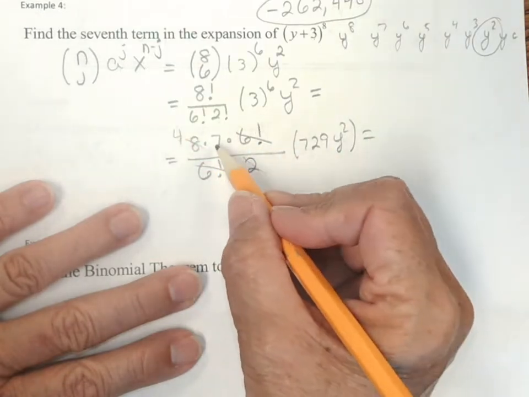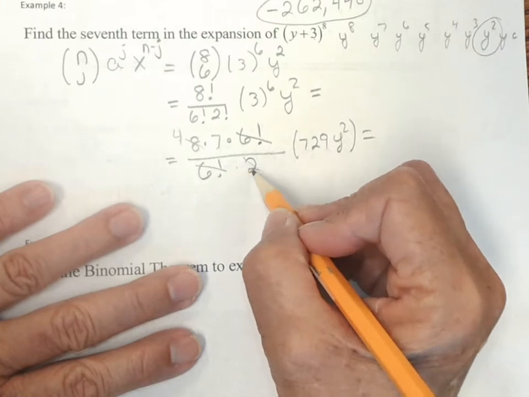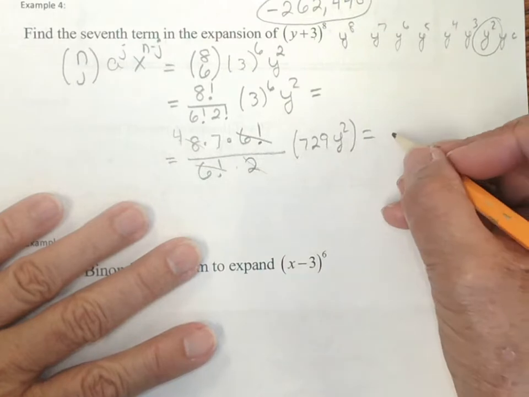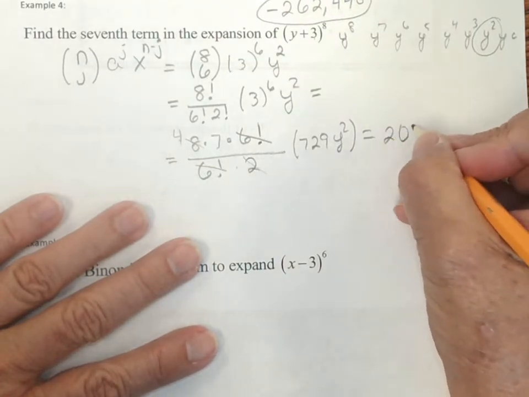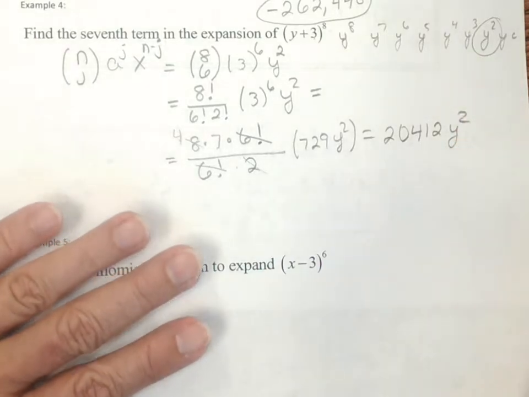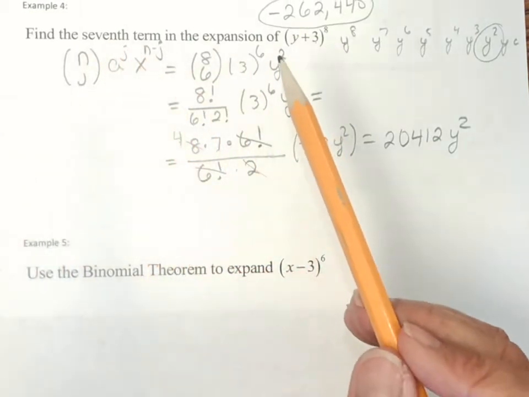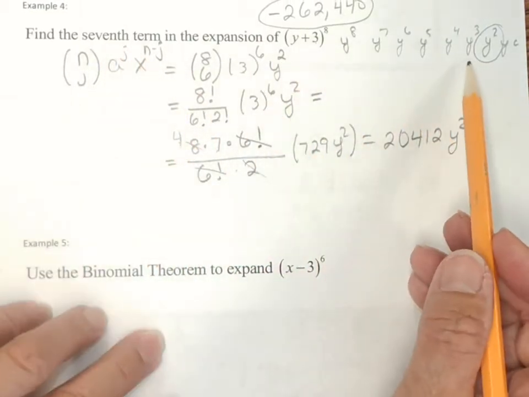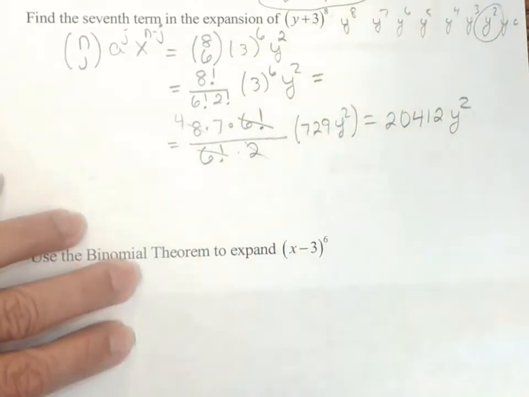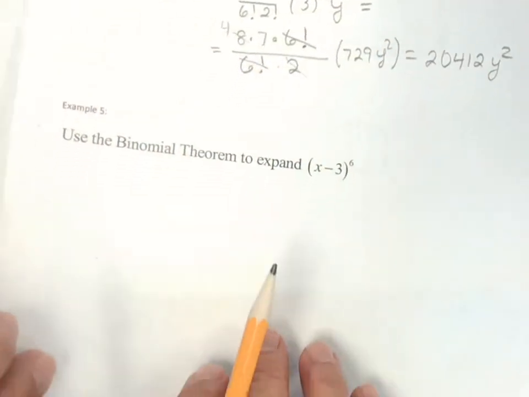So I have 4 times 7 times 729, not divided by 2 because I've canceled the 2 out. That gives me 20,412 y squared. And again, so to find the 7th term, I had to think about which term that's going to be, what that coefficient was, and go ahead and do all the expansion there.